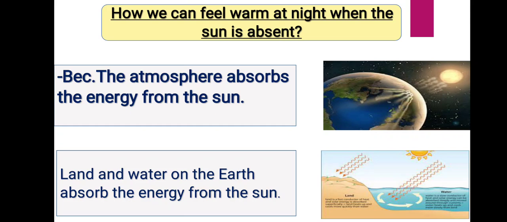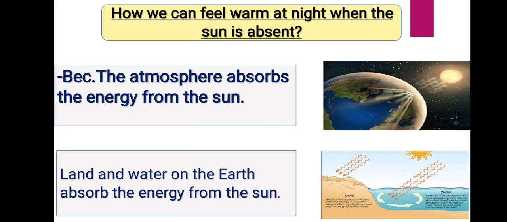So again, how can we feel warm at night? Because number one, the atmosphere absorbs some thermal energy from the sun in the morning, and when the night comes, it gives us that thermal energy. Number two, also the land and the water. The land and the water absorb some thermal energy from the sun in the morning, and at night the land and the water release the thermal energy. So the temperature stays high at night.